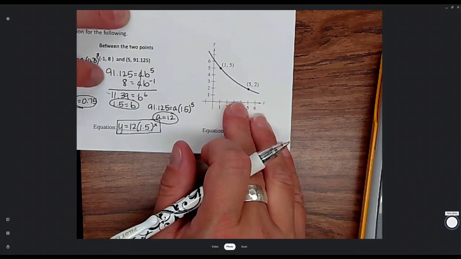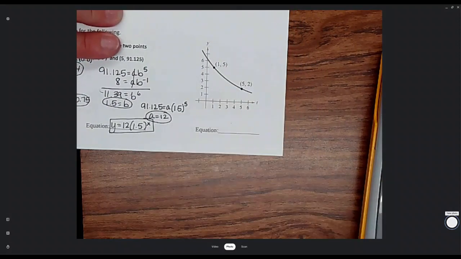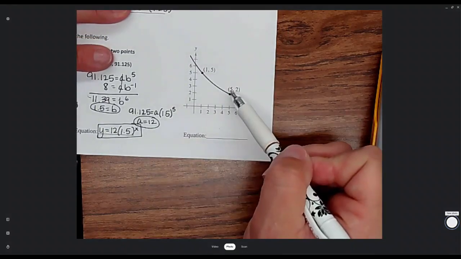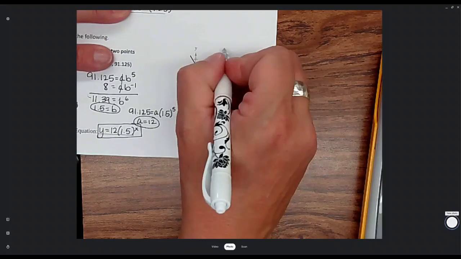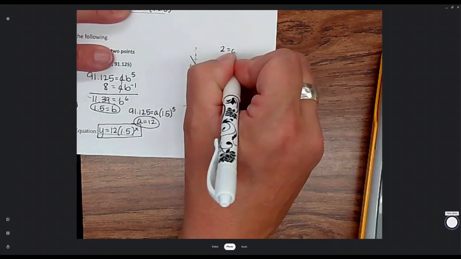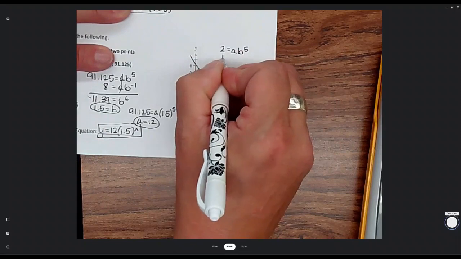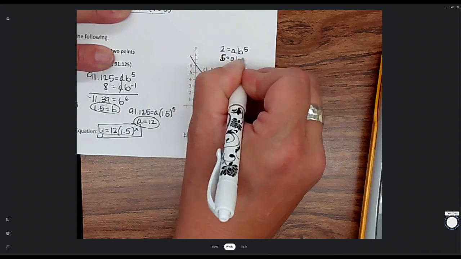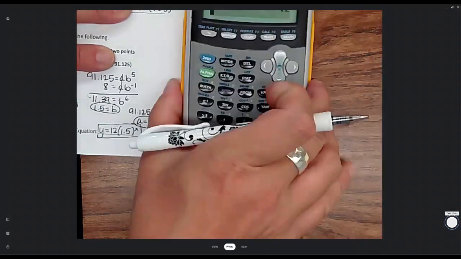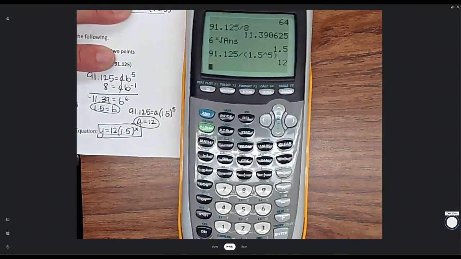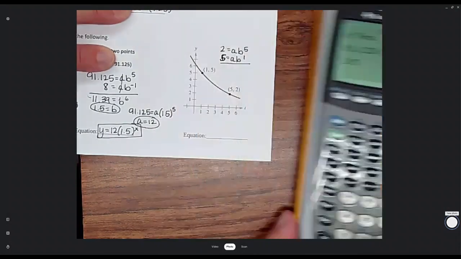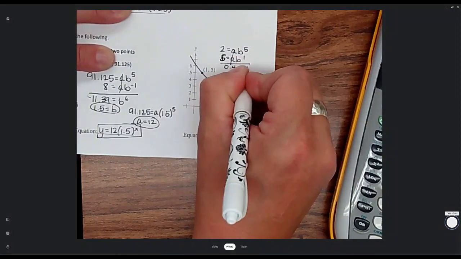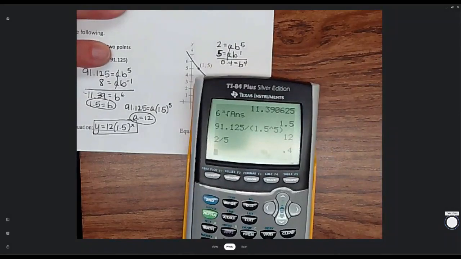All right, last one. This one is very much like the other two, right? But again, it's just presented to us in the form of a graph. Okay, but you can see there are still just two points. So again, I'm going to put the one with the bigger exponent, which is the x, on the top. So 2 equals ab to the fifth, and then 5 equals ab to the first. Okay, so 2 divided by 5, that would give me 0.4, right? Yep. So the a is gone. This would be b to the fourth. Okay, so now I want the fourth root.